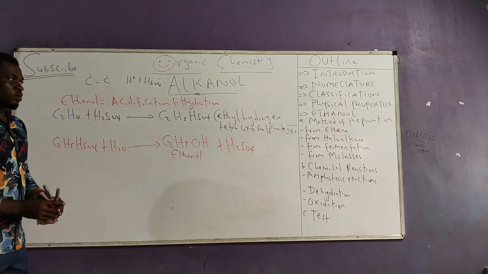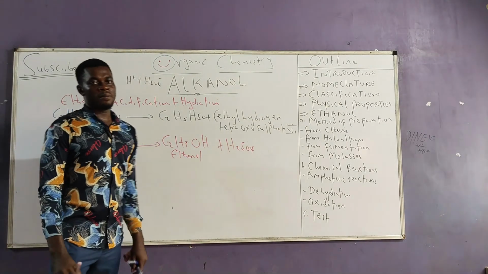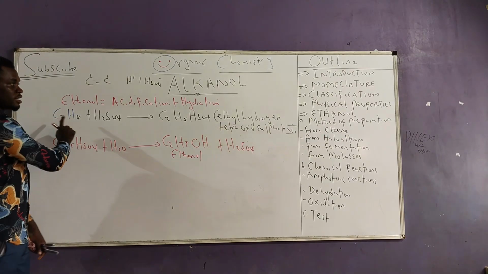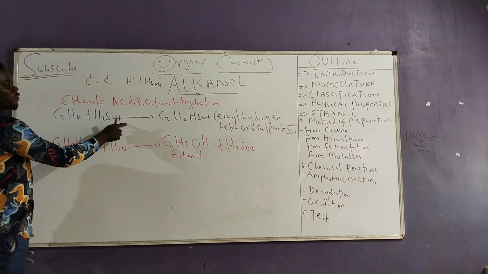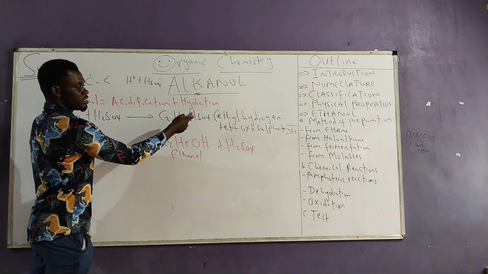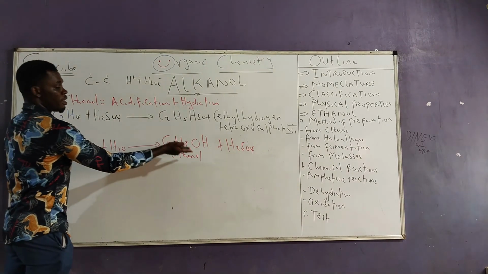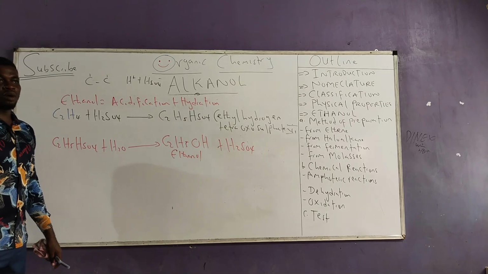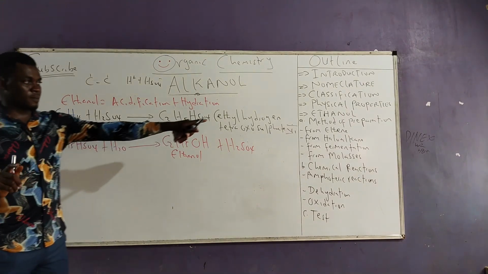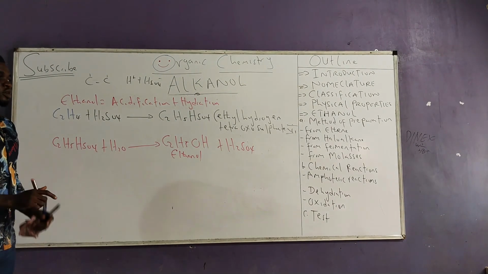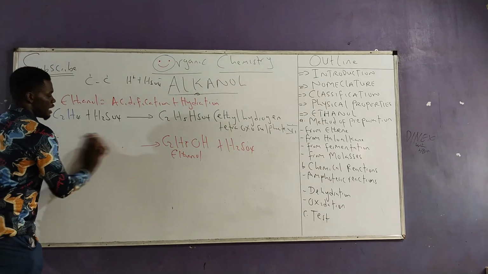So I can prepare ethanol, number one, from ethene, where ethene will be reacted with H2SO4 to form ethyl hydrogen tetraoxosulfate 6, which will be hydrated with water to form ethanol. I can use this method of preparation. This is from ethene. Which other method can I also use to prepare ethanol?